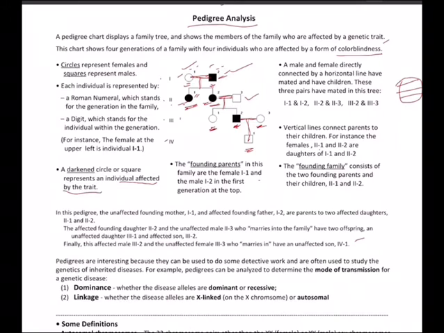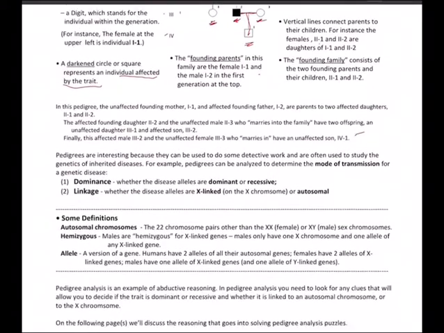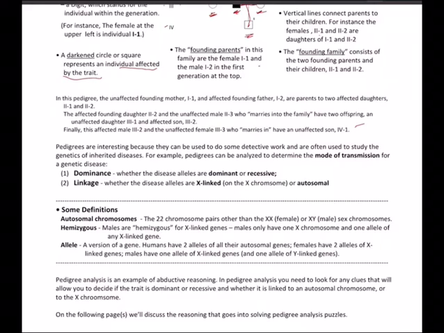So pedigrees are interesting because they can be used to do some detective work, and are often used to study the genetics of inherited diseases. For example, pedigrees can be analyzed to determine the mode of transmission for genetic diseases. That's why I said that this will be of great help for us. So this all comes under procedure and description. After that, your observation. What do you observe from this?